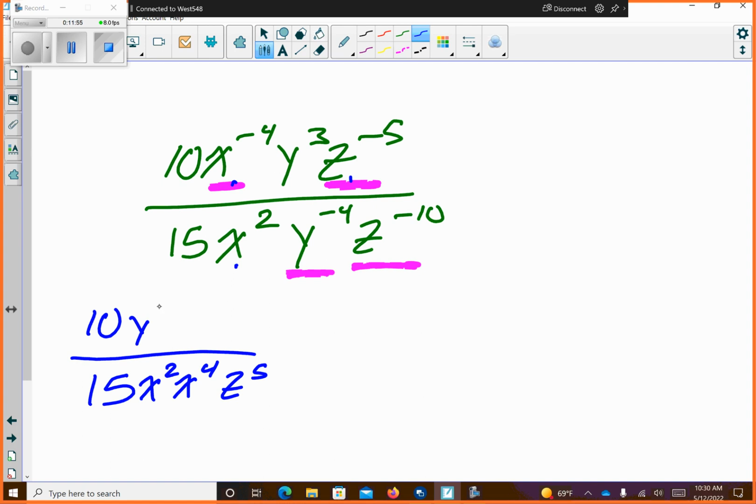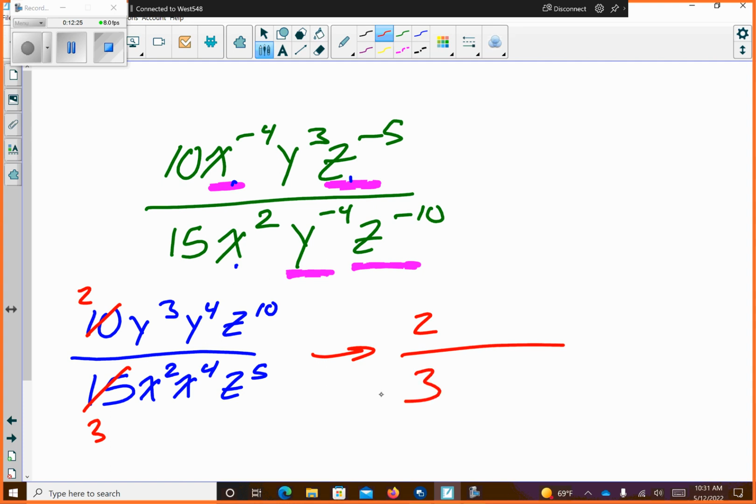Okay, then I have y to the third still sitting up on top. I have y to the fourth that joined it. And I have z to the 10th that came up. So now I rewrote it, and we'll have room to make sure you can rewrite it. But notice, I didn't go start reducing stuff right away. I said, okay, my first move, let's take care of the negative exponents first. Now let's start reducing. So 5 goes into 10 twice, 5 goes into 15 3 times. So I know I have 2 over 3.